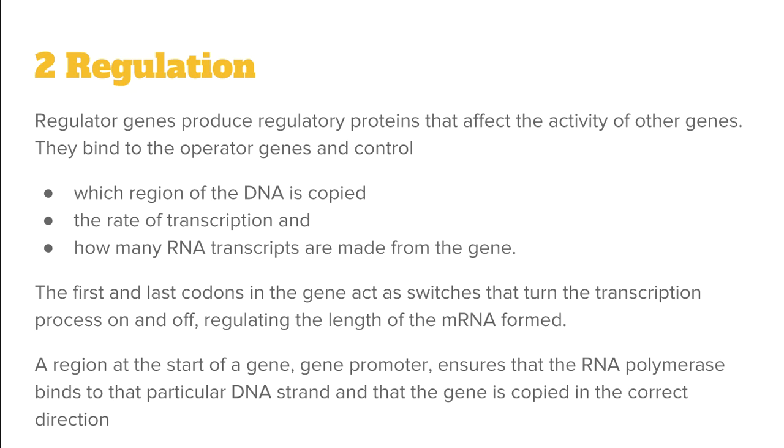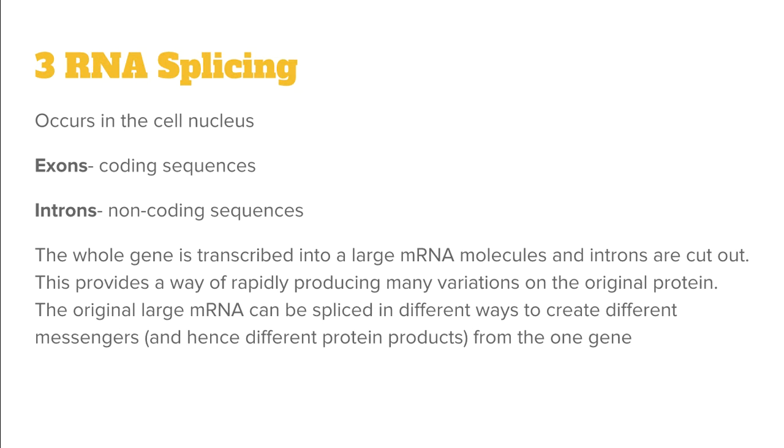So there is a region at the start of the gene, which is called a gene promoter, which ensures that the RNA polymerase binds to that DNA strand and that the gene is copied in the correct direction.